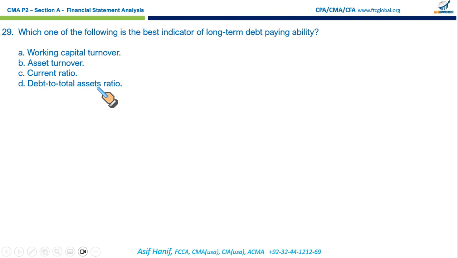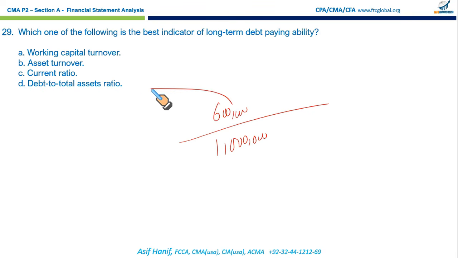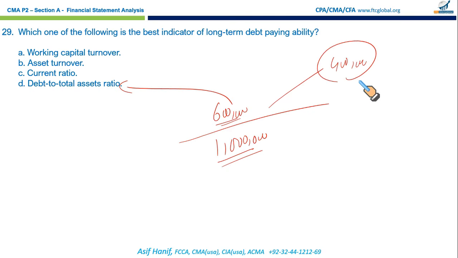Current ratio, again, is a measure of short-term liquidity, not long-term solvency. Debt to total assets, yes. That's the right option because it shows the proportion of company assets that are financed by debt. What does it mean? Let's say you have $1 million worth of assets and debt is $600,000. This is the exact explanation of the ratio, debt over total assets. Out of the total 1 million assets you have, 600,000 have been funded by debt. The remaining 400,000 has come from equity, right?